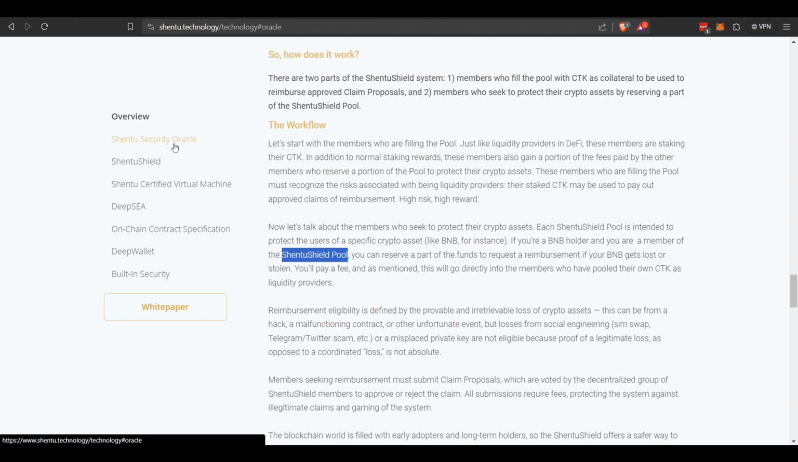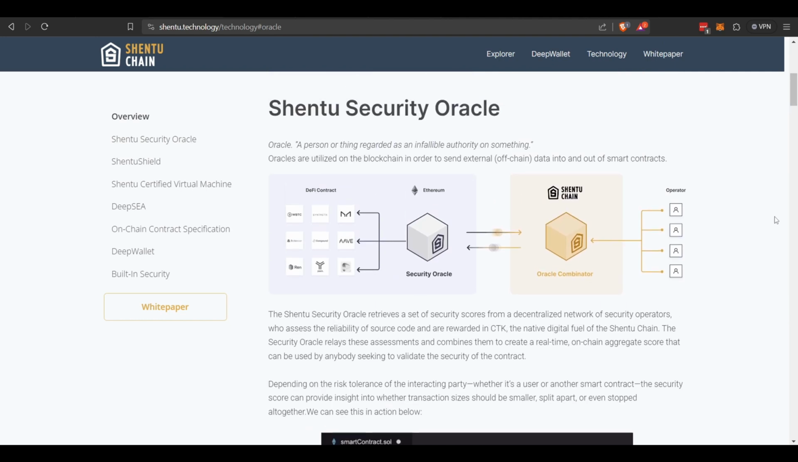Next, we're going to discuss Shentu Security Oracle. This security oracle retrieves a set of security scores from a decentralized network of security operators who assess the reliability and security of source code. And in turn, these security operators are rewarded in CTK.